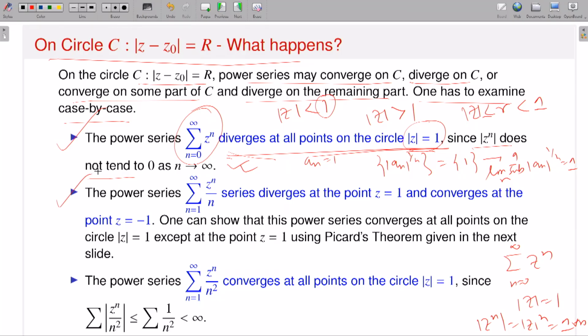Consider this power series z to the power n divided by n. What is the radius of convergence? First you check what the radius of convergence is. Now a_n is equal to 1 by n, right? So now you calculate the limit. The conclusion of that will be, as I said, very easy.